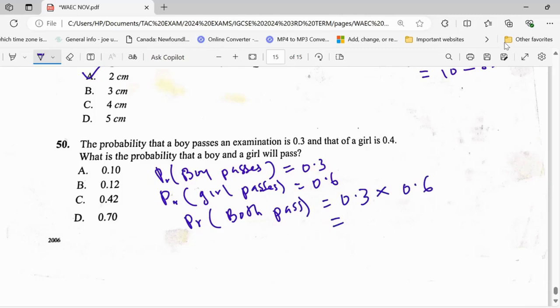Times 0.4. This is 0.4 here. The probability that a girl passes is 0.4. Let's correct it. Sorry for that error. So we have corrected it. So the probability that both pass the examination will be 0.3 times 0.4, which is going to give us 0.12. And that is option B.